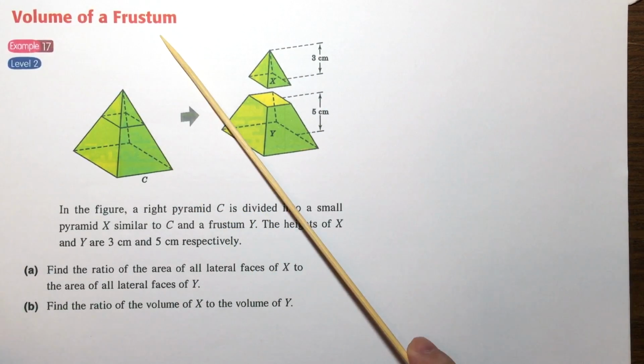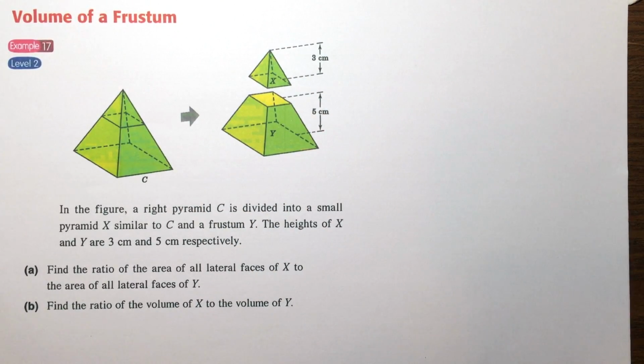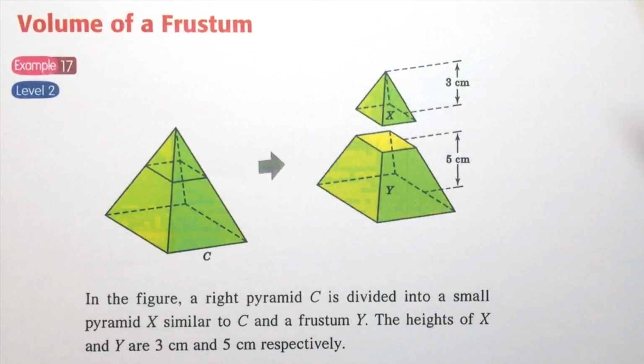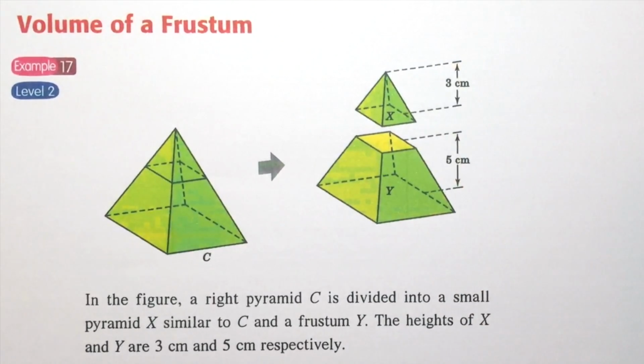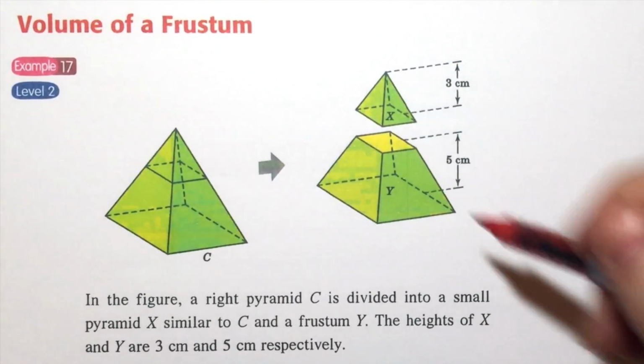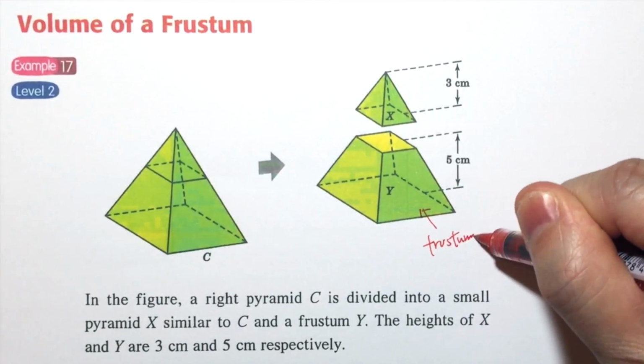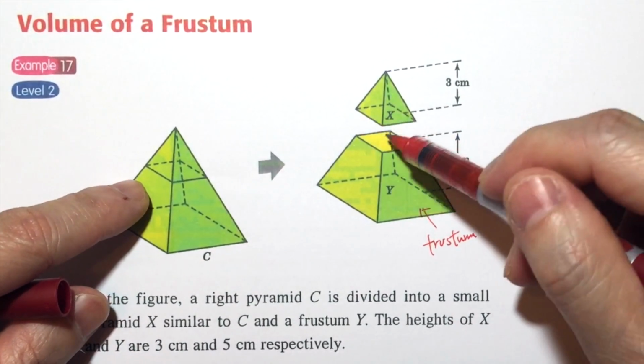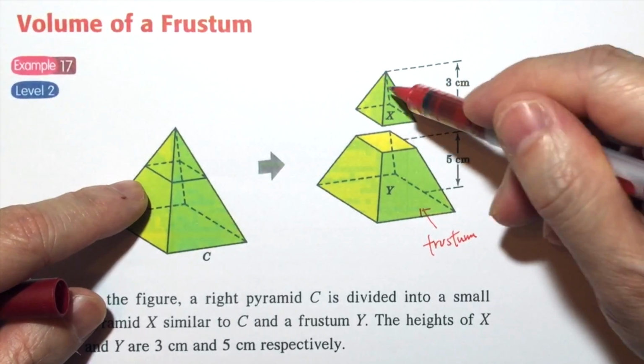Okay, the volume of a frustum. So the ratio formula is very useful in finding the volume of a frustum. So this is a frustum. It is part of a cone or a pyramid with the top removed, truncated.